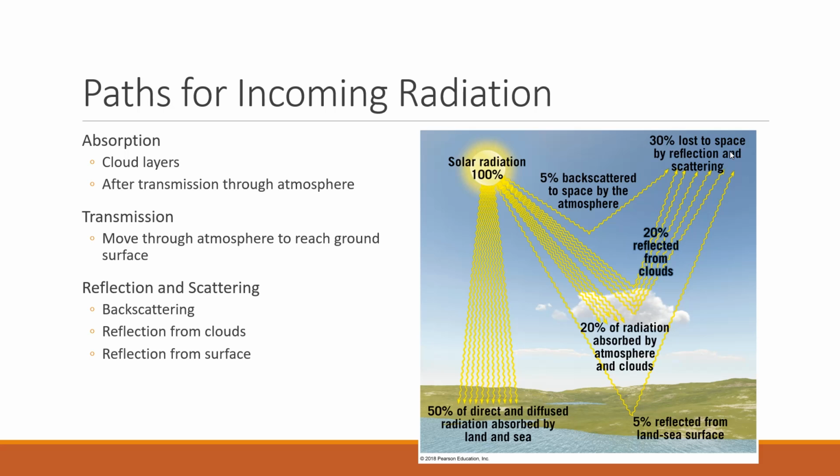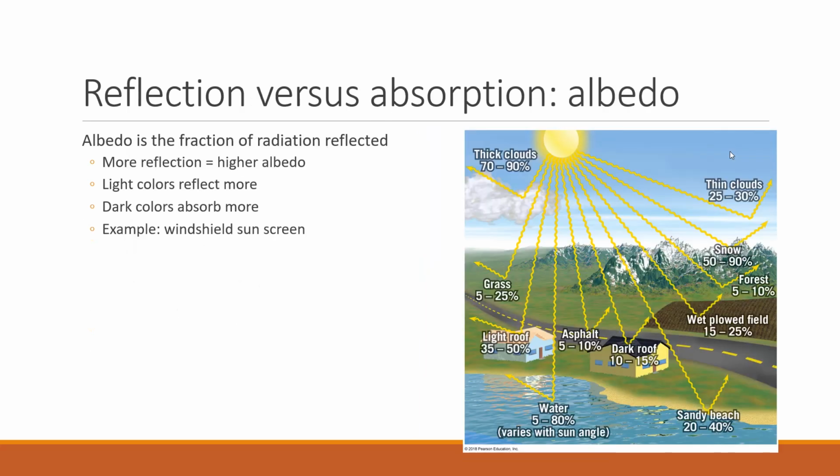We see that about 30% of our incoming radiation is lost to space by both reflection and scattering. And then about 20% gets absorbed by the atmosphere. So about 50% makes it to the ground and then is being absorbed and used by the ground.